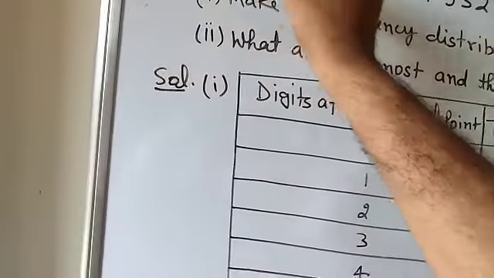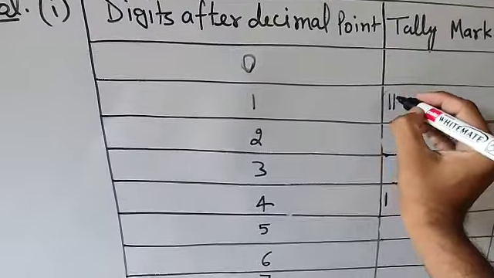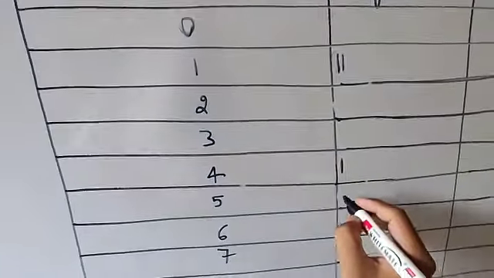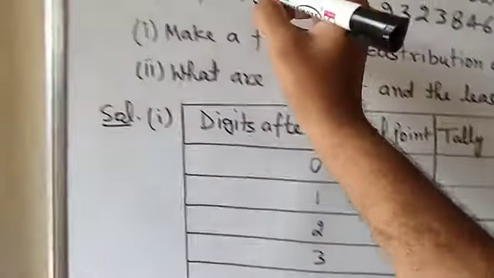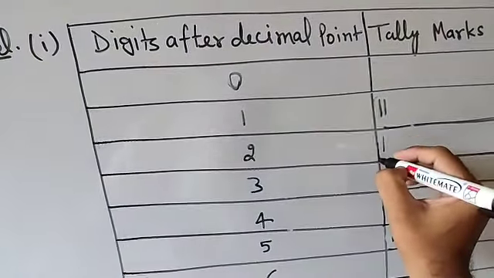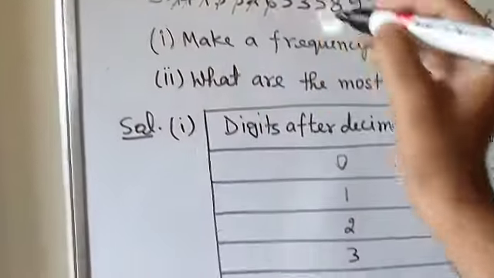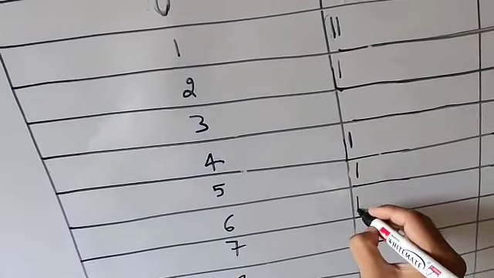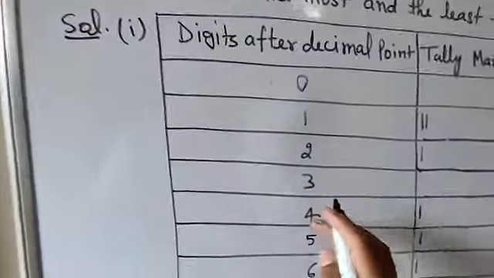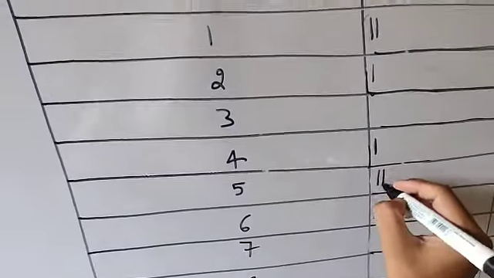Now 1, cut the 1 here, again 1 will be represented here. Now 5, cut the 5 and 5 will be represented here. Then 9, cut the 9 and 9 will be represented here. Then 2, cut the 2 and 2 will be represented here. Then 6, cut it here and 6 will be represented in front of 6. 5, cut the 5 and 5 will be represented here.